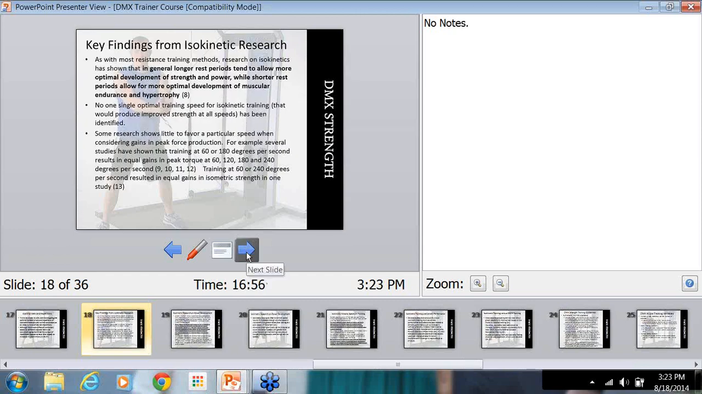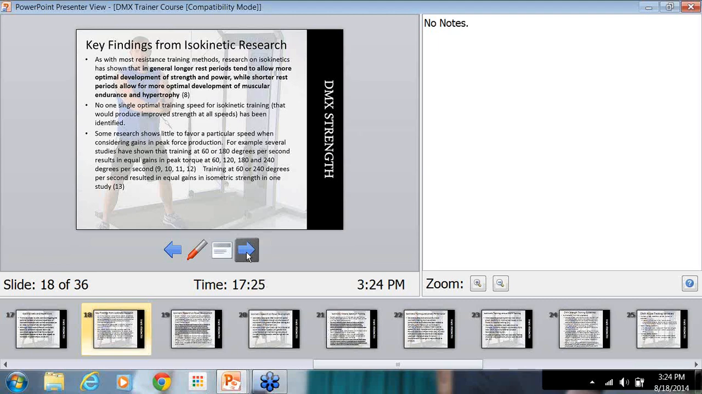Other key findings. Research in isokinetics has shown that, in general, longer rest periods tend to allow more optimal development of strength and power, while shorter rest periods allow for more optimal development of muscular endurance and hypertrophy. And of course, this matches what you see in the literature about isotonic training, free weight training, and variable resistance training in terms of the relationship between work and rest. So what you see there follows through to isokinetics.